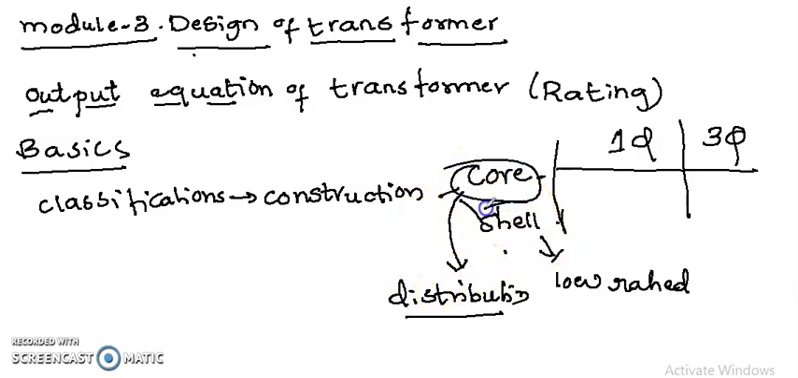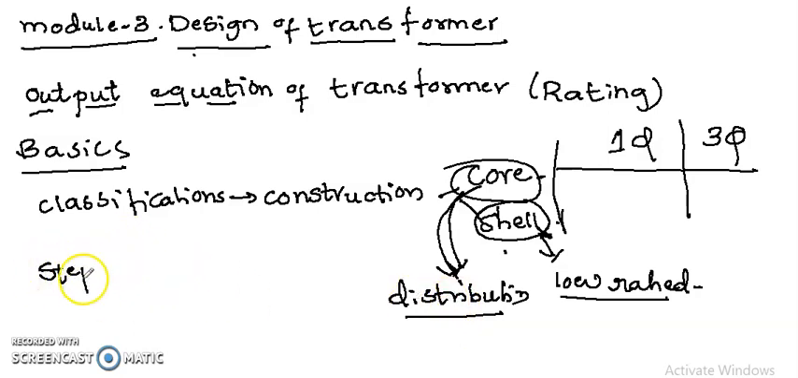In our mixie or whatever electrical appliances we can see, there we can see the transformer. That is the shell type transformer. That's why it is for low rated applications. For large applications, core type transformers, that is distribution transformers, are preferred.